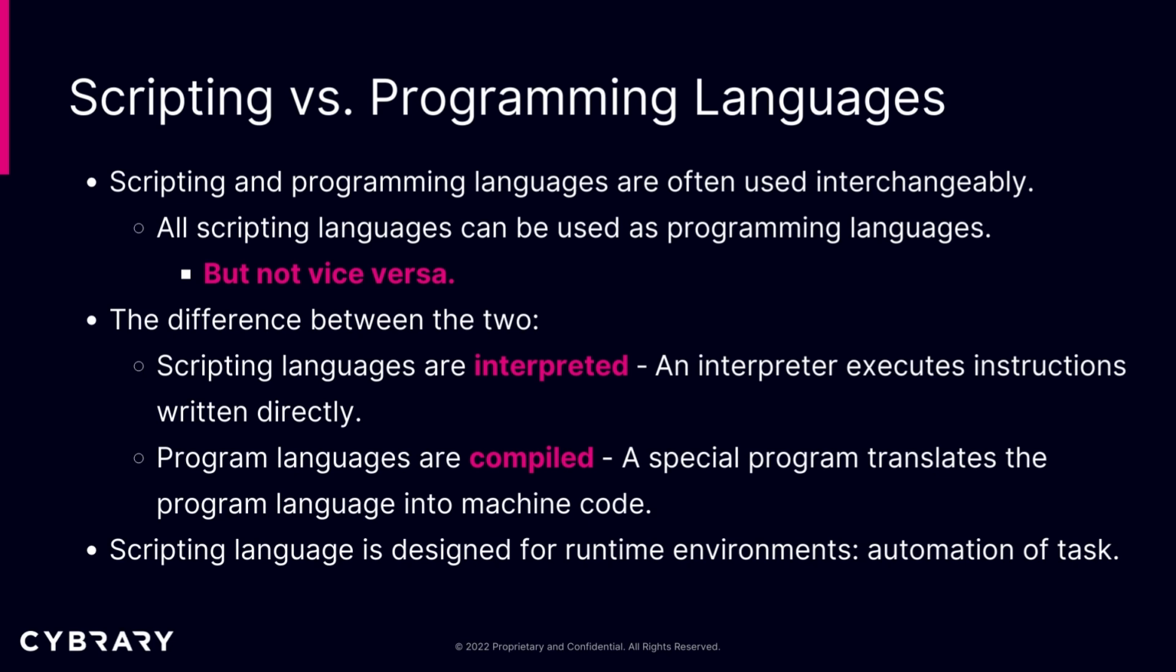An interpreter executes instructions written directly, whereas if a program was compiled, the compiler translates the program language into machine code. Scripting languages do not need to be compiled. They are interpreted by the shell, by the command line, or an external interpreter. The interpreter reads the script and executes the instructions in the operating system. Basically, a scripting language is a programming language designed specifically for runtime environments. It automates the execution of tasks.